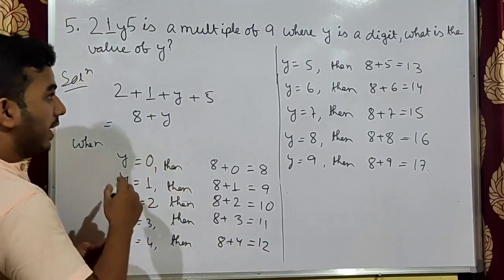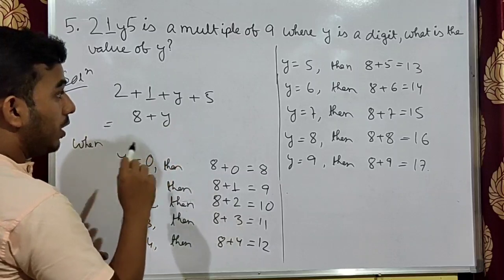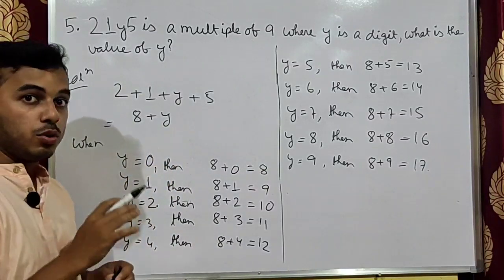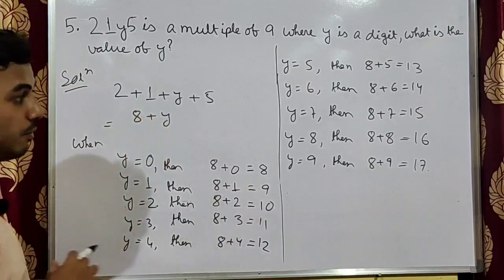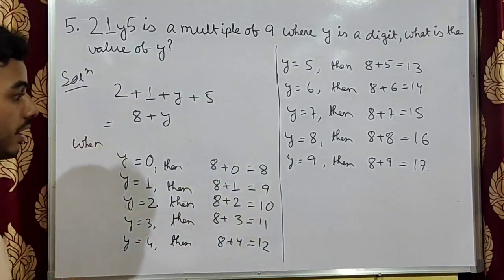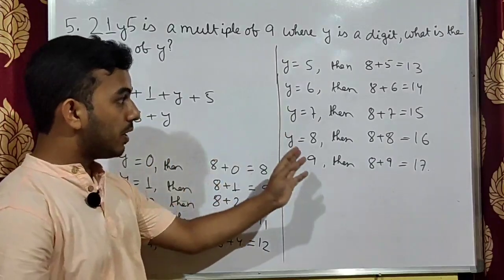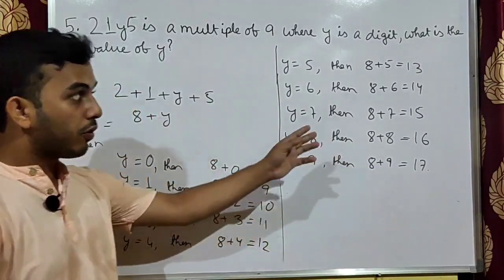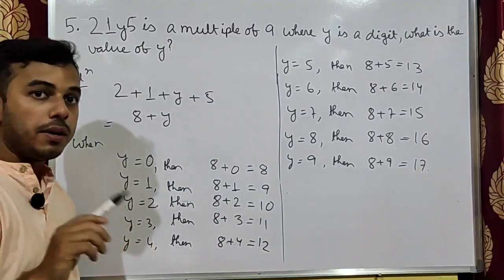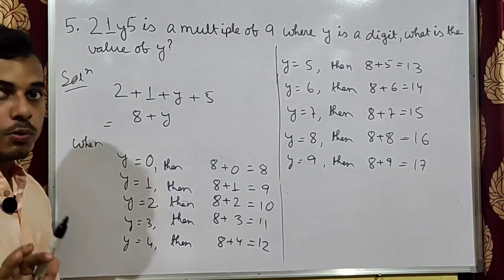Till now we have just put the values of y from 0 to 9 one by one and found the sum of the digits, right? Now we have to look at which sum is divisible by 9. Here we have 8, 9, 10, 11, 12, 13, 14, 15, 16, 17. From these, only 9 is divisible by 9, right? 9 divided by 9 is 1. Up to this clear?